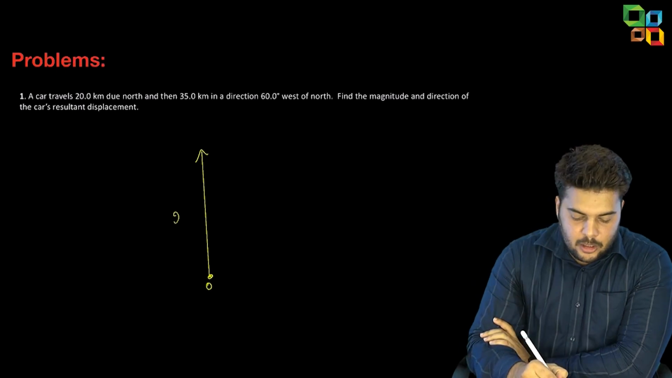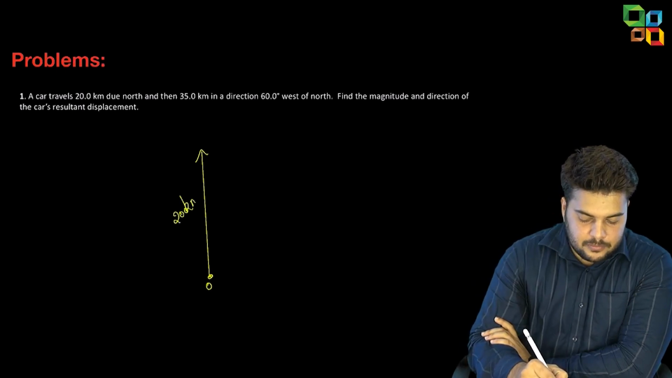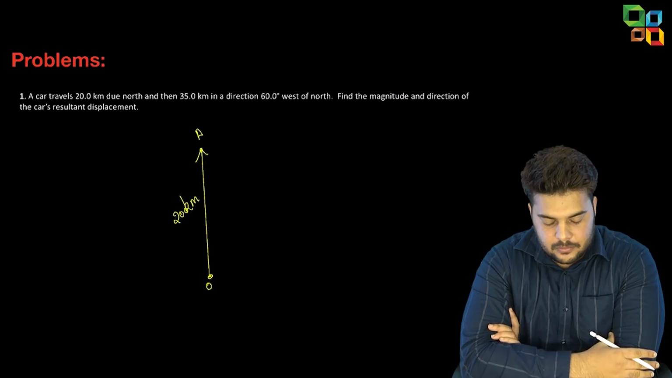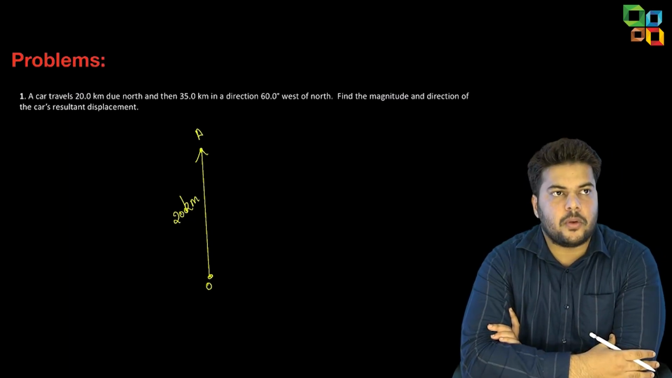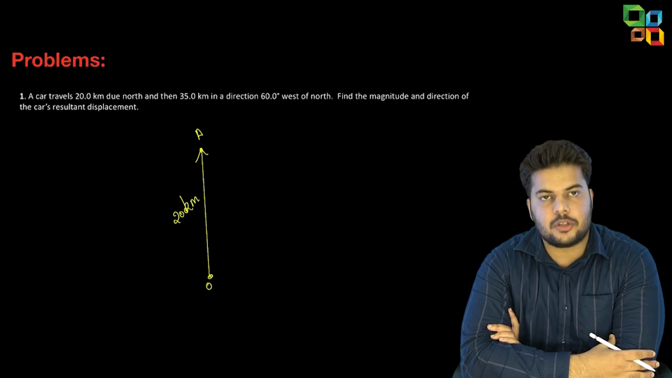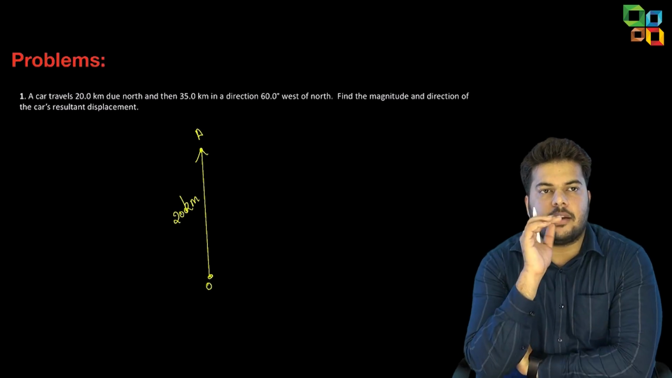So this is 20 kilometers northwards. That's the first displacement. Let's say this point is A. So we're going from O to A. And 35 kilometers in a direction 60 degrees west of north. How do you understand that? West of north.